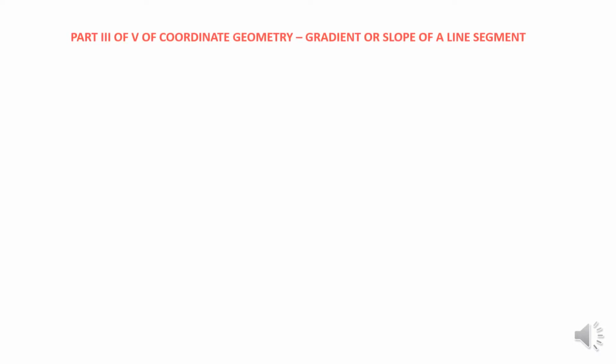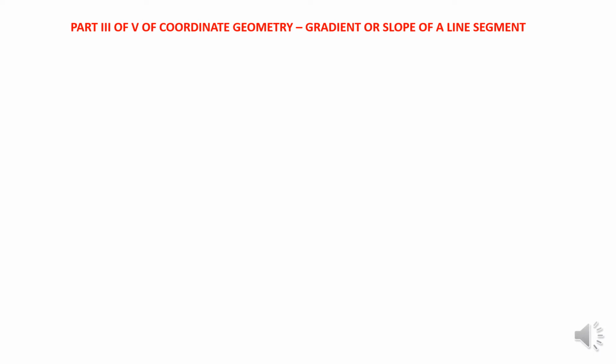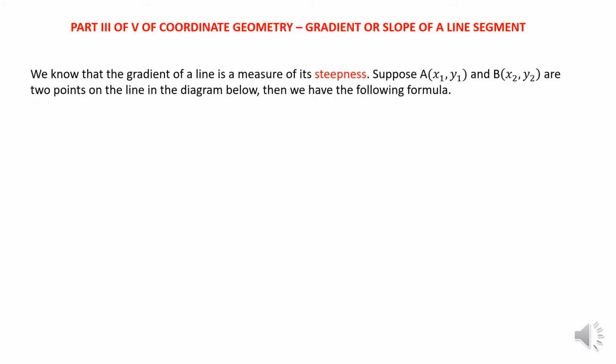Hi, this is Mr. Max with part 3 of coordinate geometry, and I'm going to look at gradient or slope of a straight line. Okay, so when we are talking about the gradient or the slope of a straight line, we normally refer to it as a measure of its steepness. Okay, the bigger the value, the steeper the line.